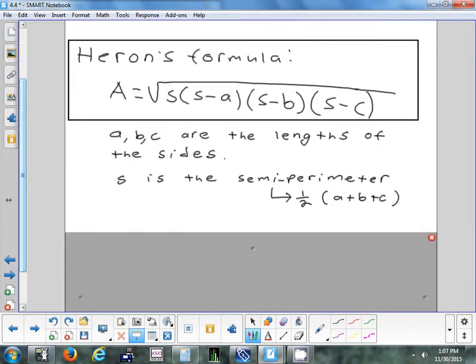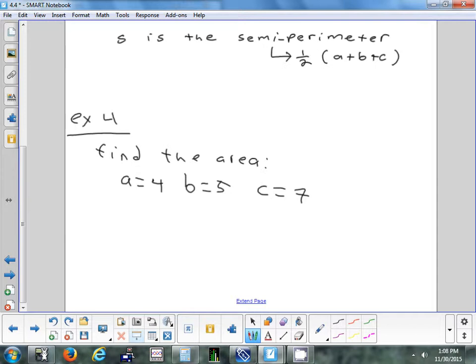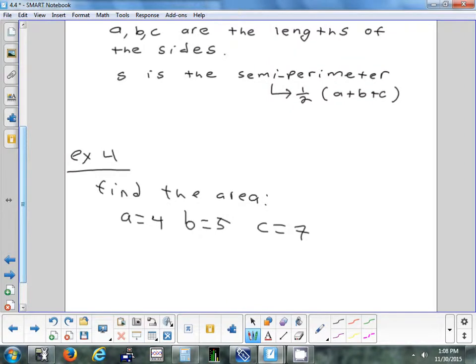Okay. Does everybody have the formula? All right. So now let's try to find the area of this triangle. My sides are 4, 5, and 7. Before I can even use Heron's Formula, what do I have to find first? The semi-perimeter. Yeah, I've got to find the semi-perimeter. So let's get that first.